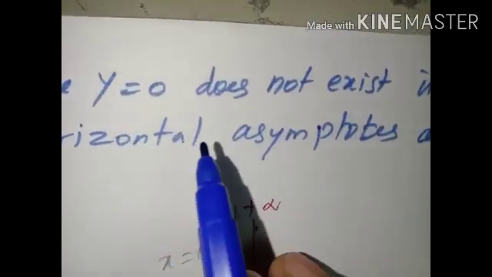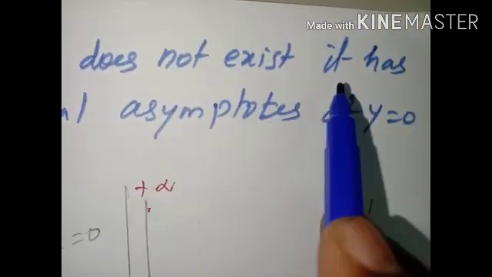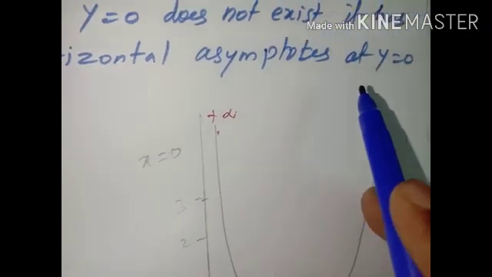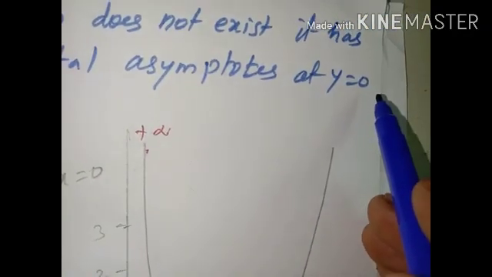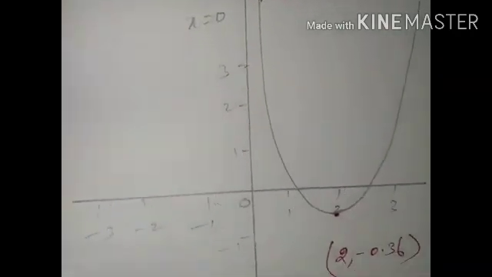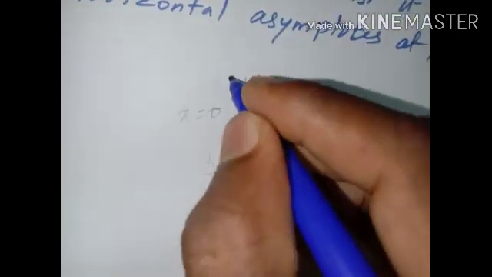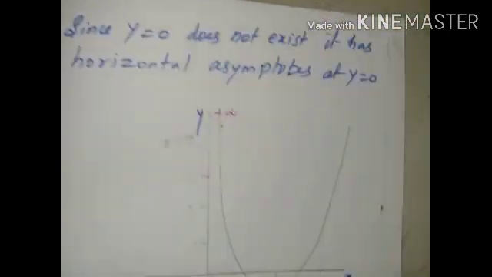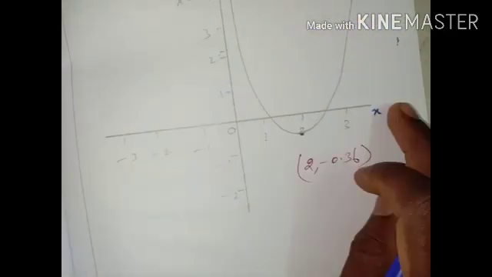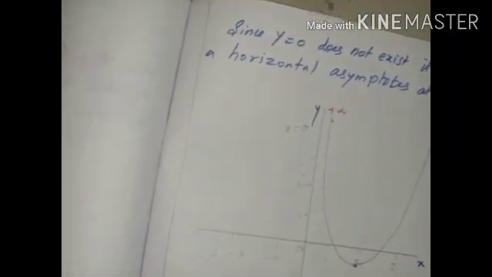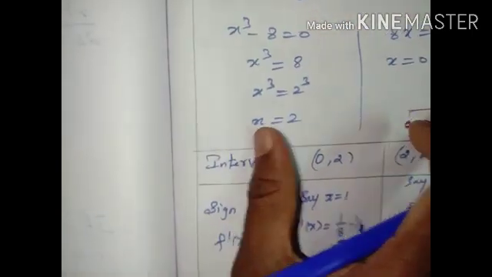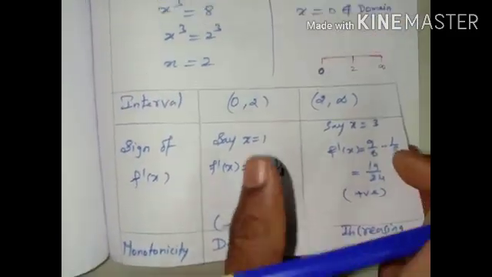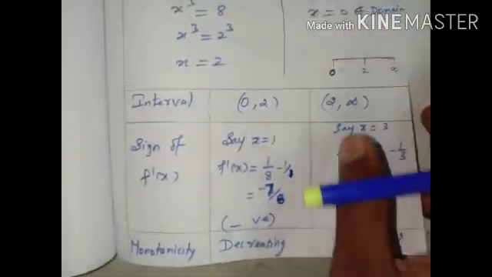Since y = 0 does not exist as a value of the function, it has a horizontal asymptote at y = 0. Horizontal asymptote: y = 0. See the diagram with the x-axis and y-axis. The asymptotes are x = 0 and y = 0. And the turning point is at x = 2: from 0 to 2 it is decreasing and from 2 to infinity it is increasing.